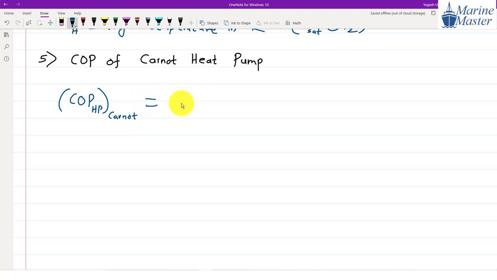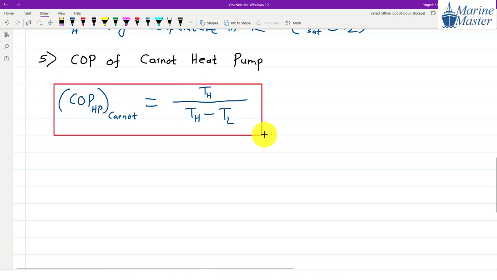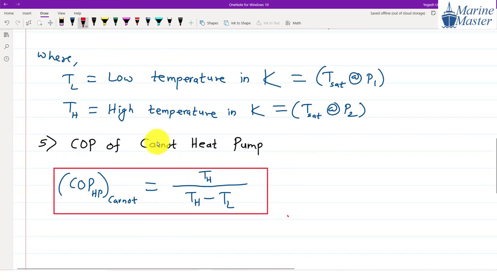It will be TH. In case of the heat pump, guys, what is the purpose of the heat pump? To maintain the high temperature. So that's why we are taking TH in the numerator, guys, and then by default TH minus TL. Try to understand the scenario here, guys. So in this way, we got the COP of Carnot heat pump. Before going further, please write down this relation number 5, guys.